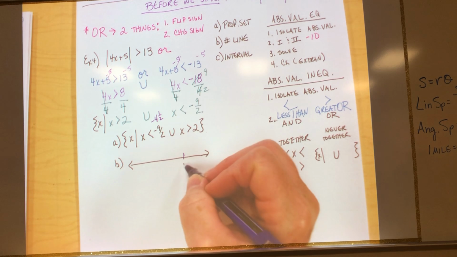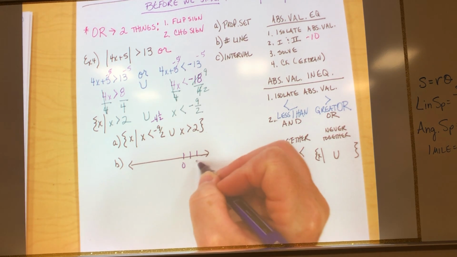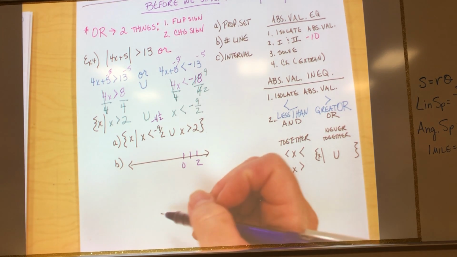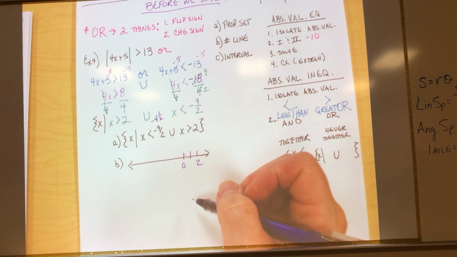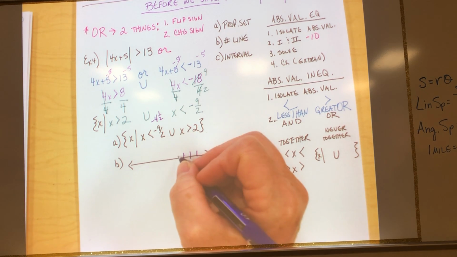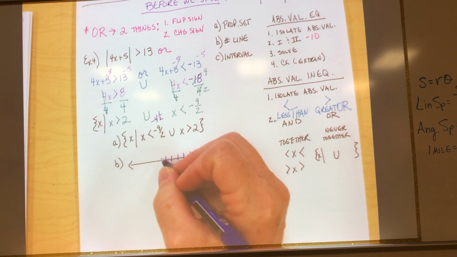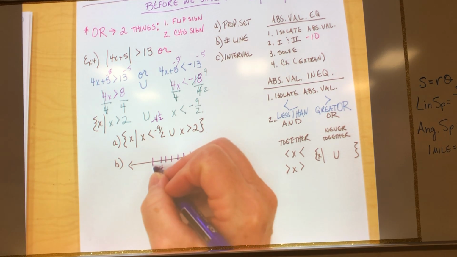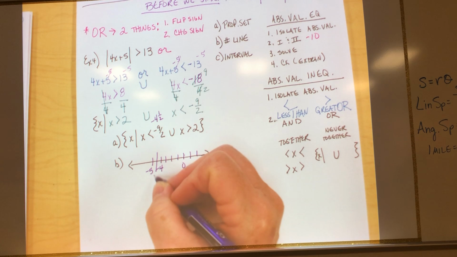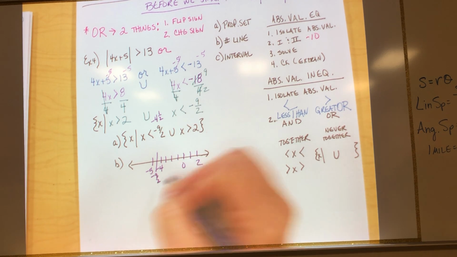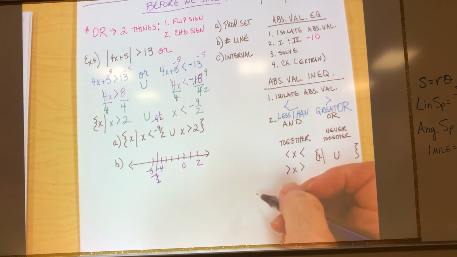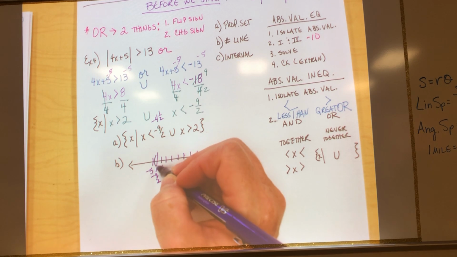Okay, so here's my 0. Here's my 2. Where is negative 4 1/2? Between what 2 integers? Negative 5 and negative 4. So negative 1, negative 2, negative 3. Here's negative 4, and here's negative 5. So negative 9/2 must be right there. Okay, so I'm going to circle negative 9/2.